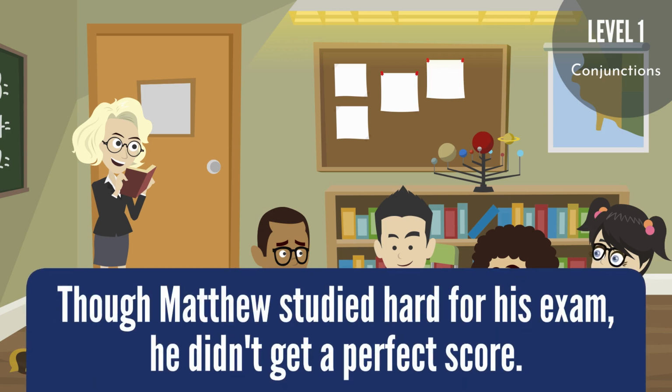Though Matthew studied hard for his exam, he didn't get a perfect score. The two sentences are: Matthew studied hard for his exam, and he didn't get a perfect score. Then, the subordinating conjunction is the word though.